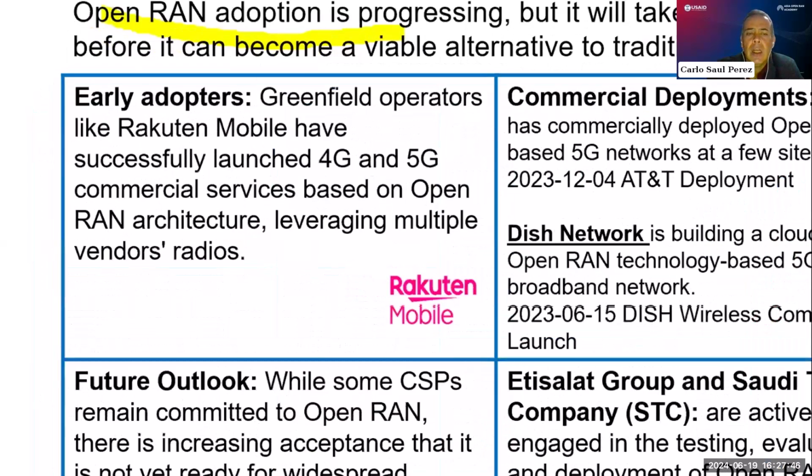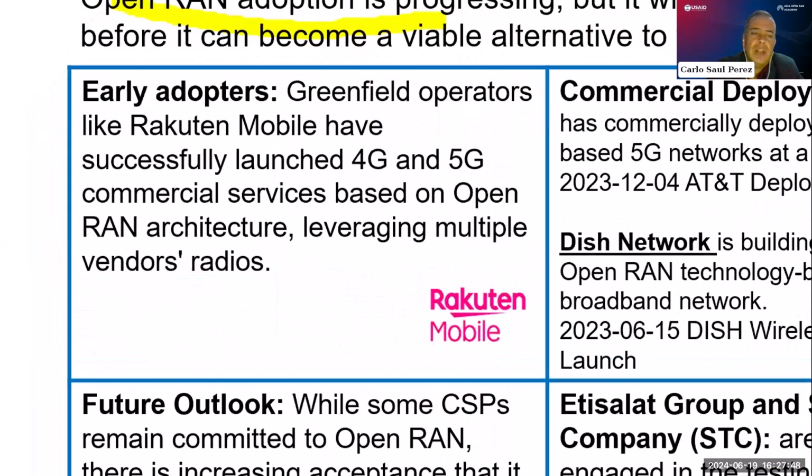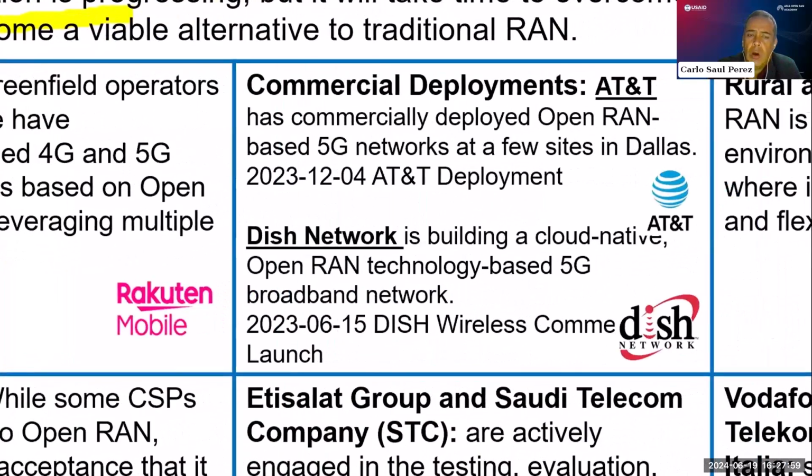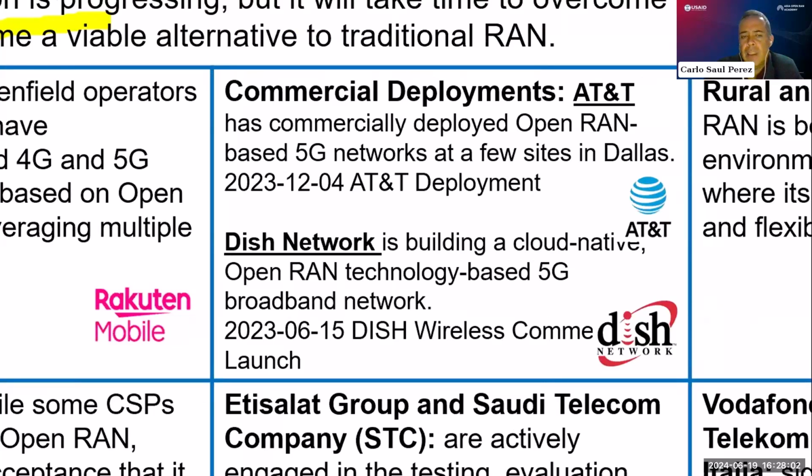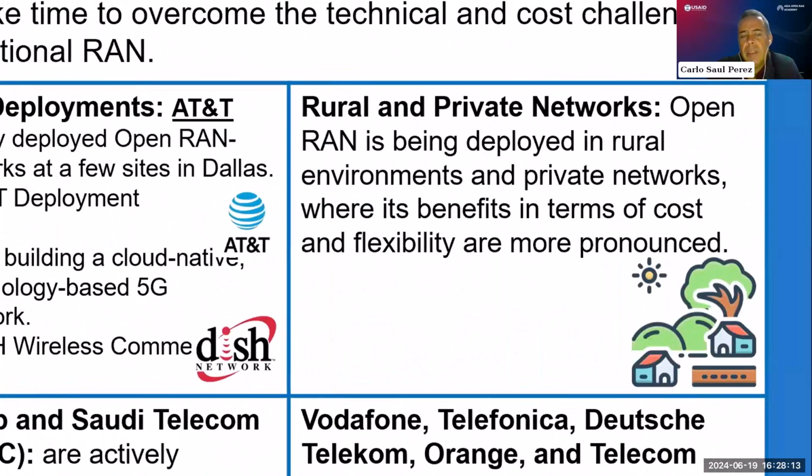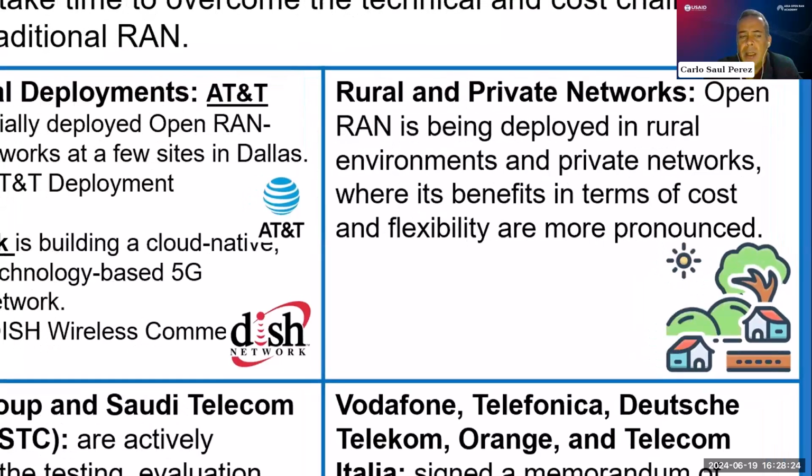As you can see here, we have greenfield operators like Rakuten Mobile that has launched 4G and 5G commercial service based on Open RAN. There are also commercial deployments from, for example, AT&T and Dish Network in the USA, working on 5G and Open RAN, which we will see in some slides later. There is also the possibility to have Open RAN working on rural and private networks. So it's deploying worldwide in these particular scenarios.